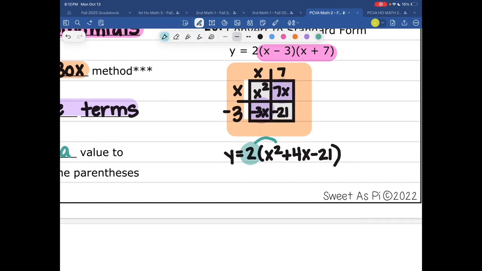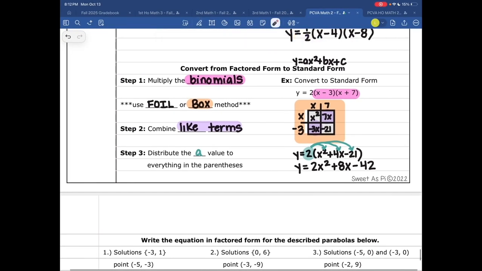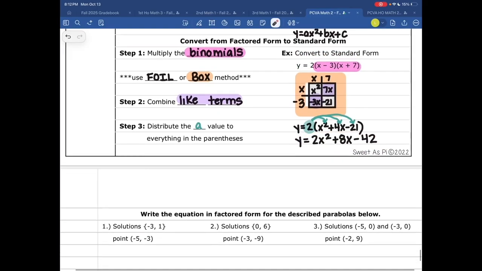So we're going to distribute the 2 to the x squared, the 2 to the 4x, and the 2 to the negative 21. So that's going to give me a final answer of 2x squared plus 8x minus 42. So we've taken this factored form and we've converted it into standard form.